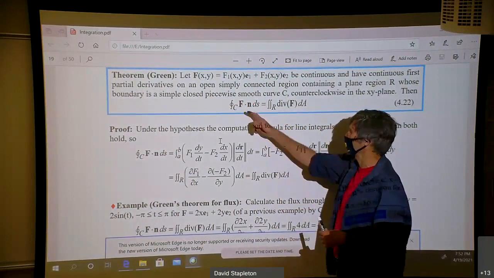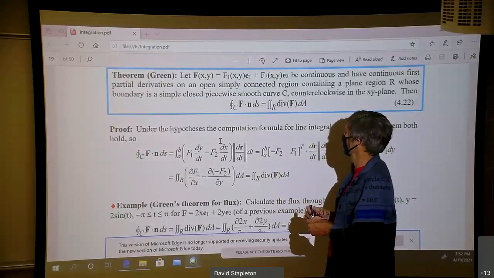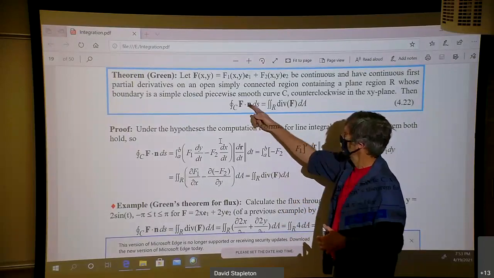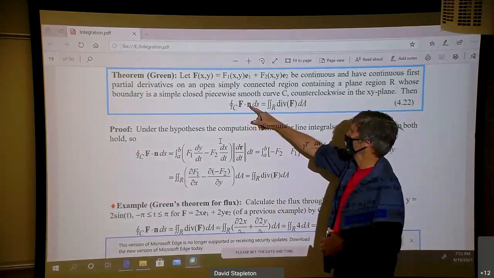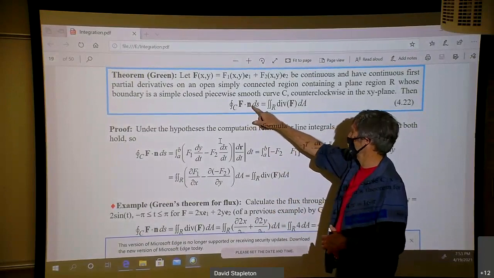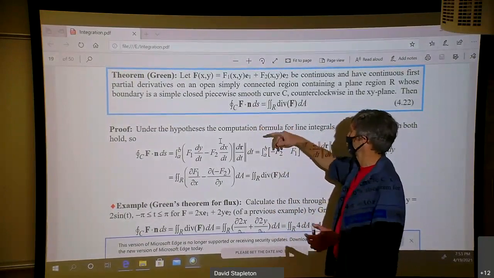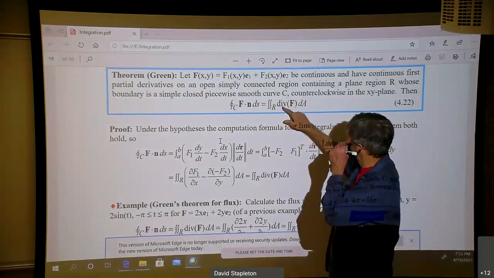Before, we said if it's F dot T ds, I'm going to get the circulation around the curve. F dot n ds is the flux, the fluid flowing out. If you have this kind of thing, which sometimes you have to calculate, this is a vector line integral, but for flux instead of for work. It is equal to the double integral of the divergence of F.